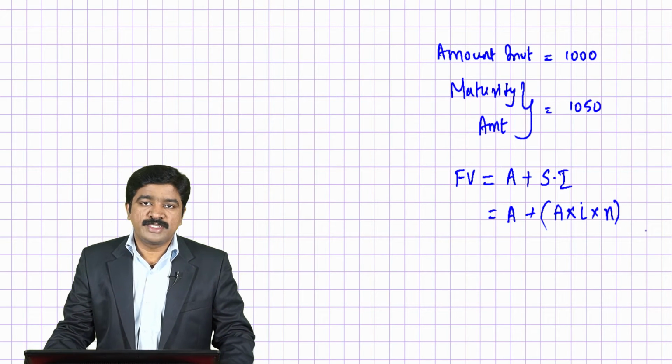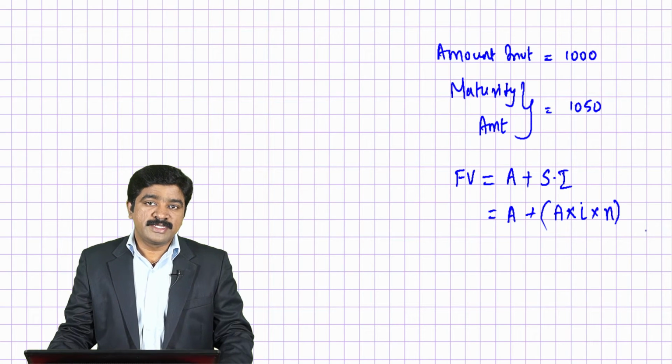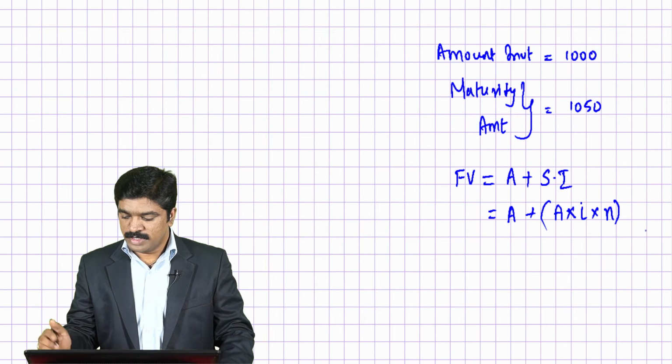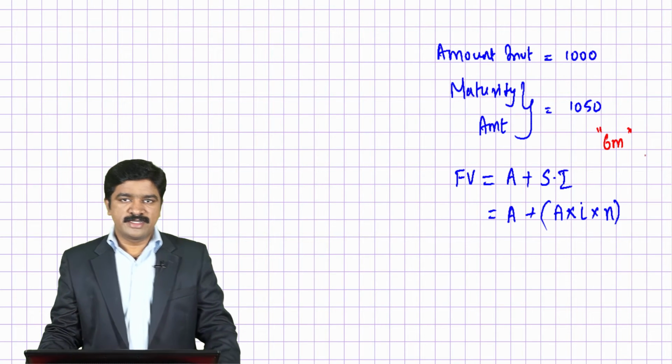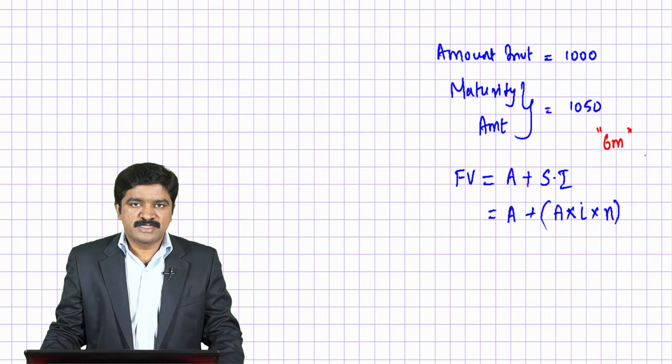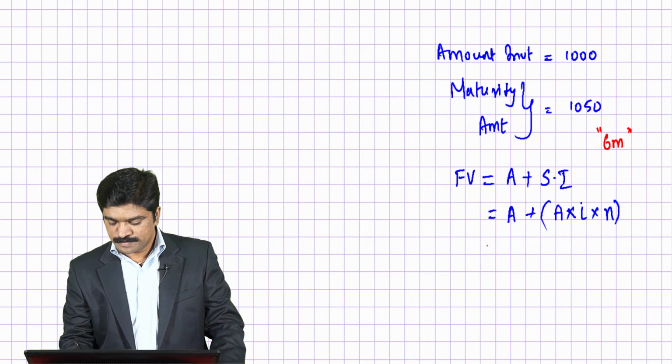In this case, what is the period? Is it 1 year or is it less than 1 year? It is less than 1 year. It is basically how many months? It is basically a 6-month investment. So if it is 1 year, you can write it as 1, and if it is only 6 months, you have to write it as 0.5. That is 6 divided by 12.